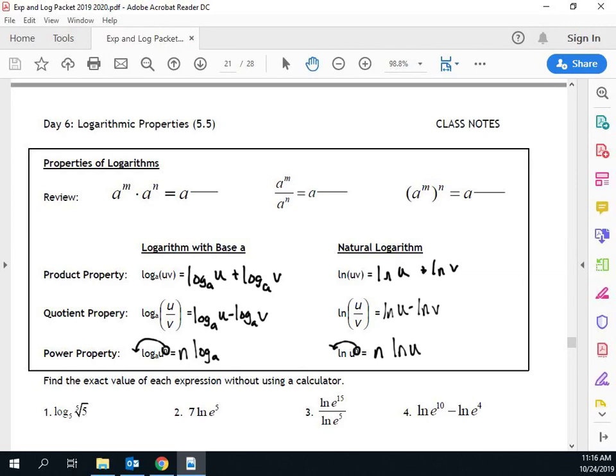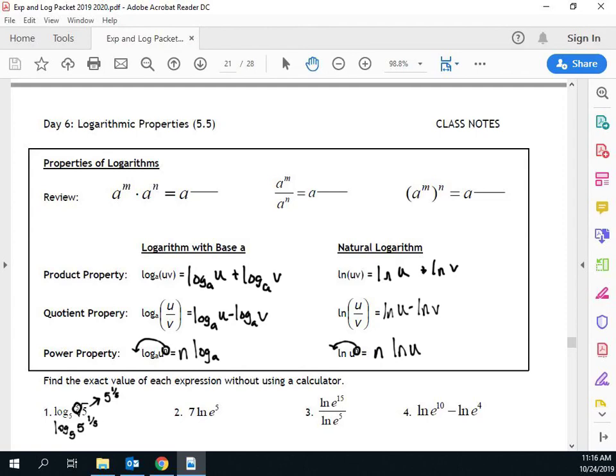Well, first thing we need to address is, in this first problem, how do we rewrite the fifth root of 5 as an exponent? This is significant. This can be rewritten as 5 to the 1/5 power. So log base 5 of 5 to the 1/5 is how we rewrite it.